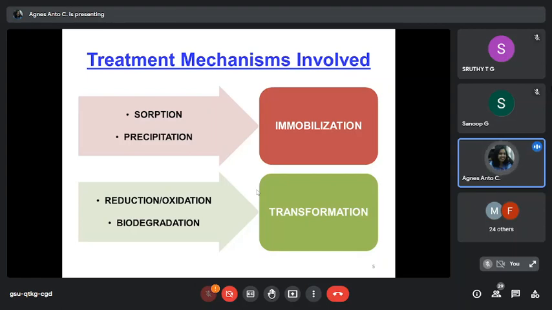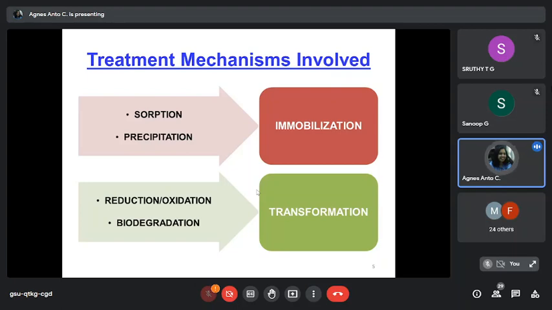So that is sorption. Your contaminant comes with the plume, and it gets sorbed onto the surface of the reactive material. So when your groundwater is further propagating, the contaminant is removed or immobilized; it is trapped inside your PRB. Second is precipitation.